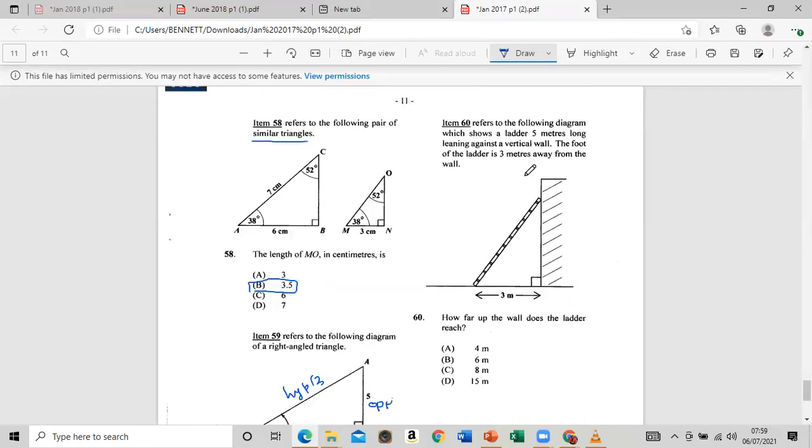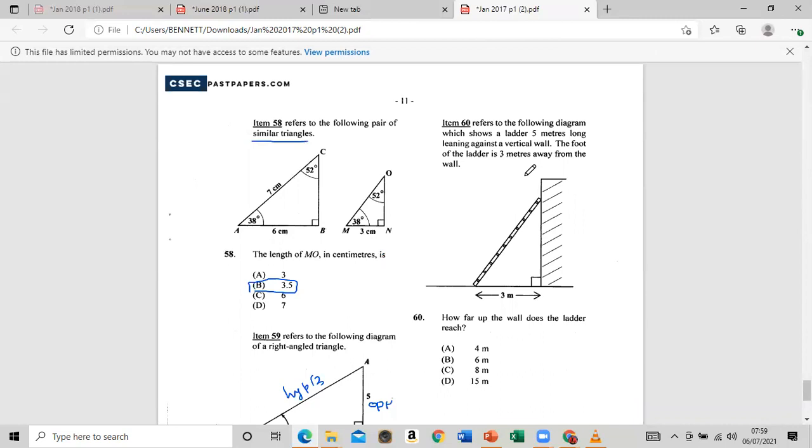All right, so item 60 refers to the following diagram, which shows a ladder 5. Oh, this is a ladder, so it's 5. Just put it, guys, just put in where you get. As you get it, you put it in, all right? Long, leaning against a vertical wall, the foot of the ladder is 3 meters away from the wall. How far up the wall does the ladder reach? I don't even understand this. Let me see. Them not give you the answer already. Let me see what they want to say. Oh, the ladder 5. All right, this is the matter.